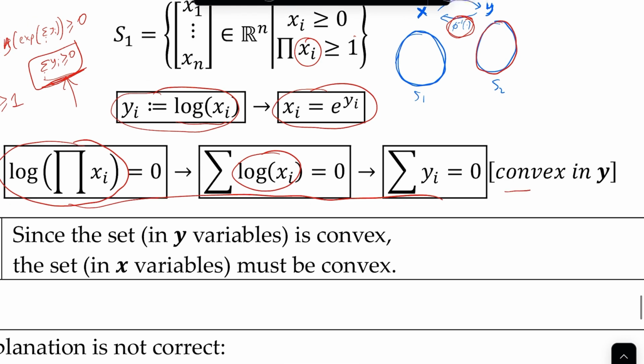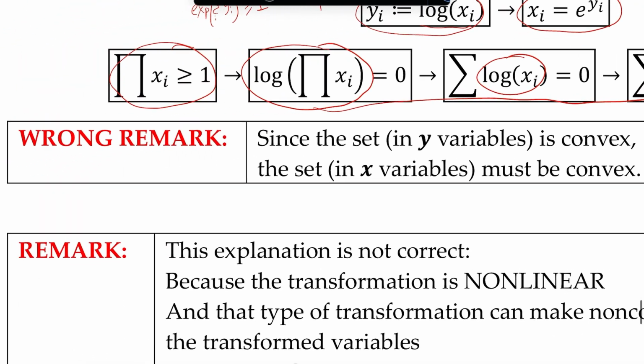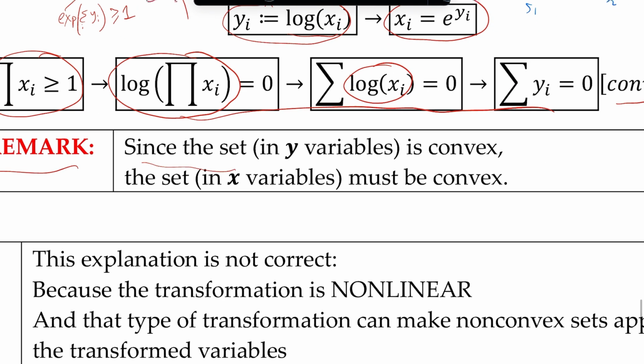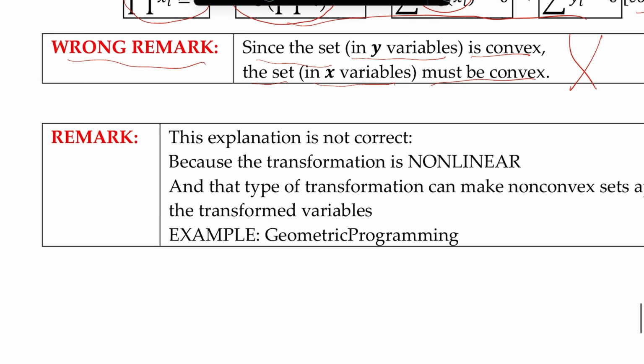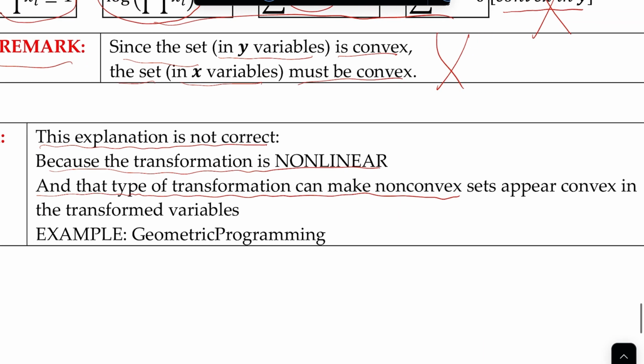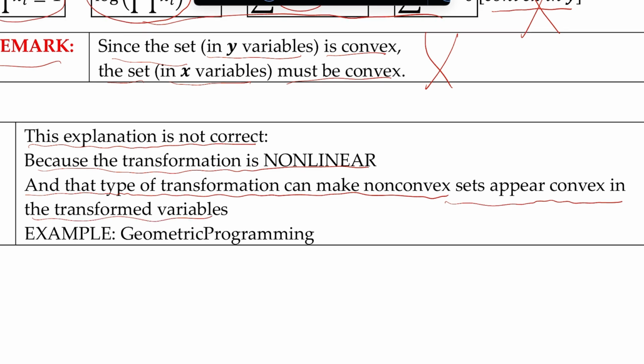So okay, and then I'm saying convex in y, so don't make these arguments, right? Don't fall into that trap. Wrong remark: since the set in y variables is convex, the set in x variables must be convex. So this is a very long way of thinking. And remark, this explanation is not correct because the transformation is nonlinear, and that type of transformation can make non-convex sets appear convex in the transform variables.